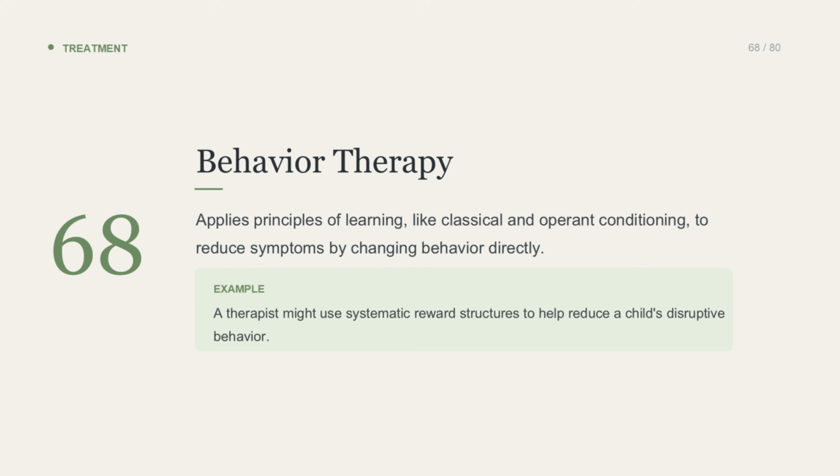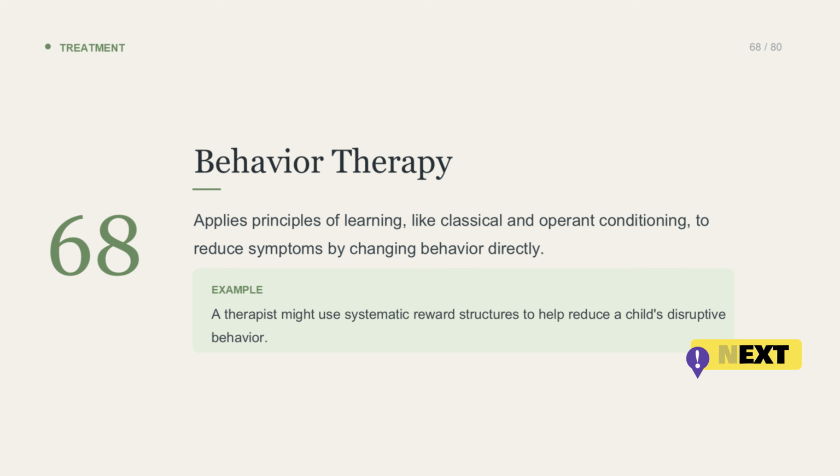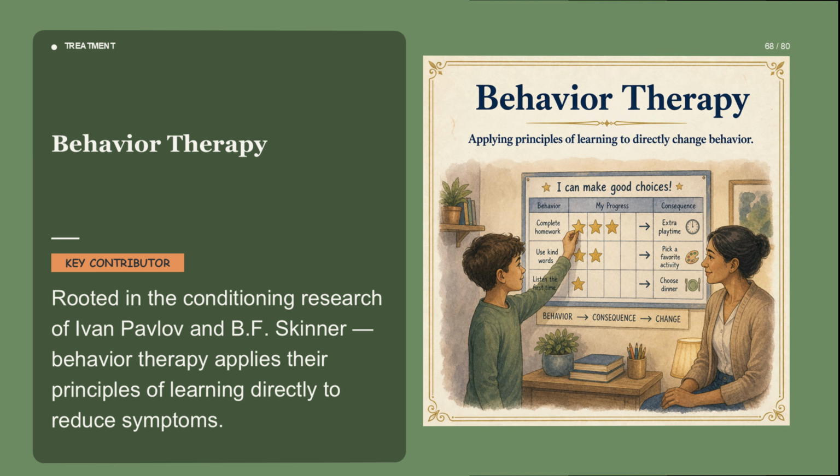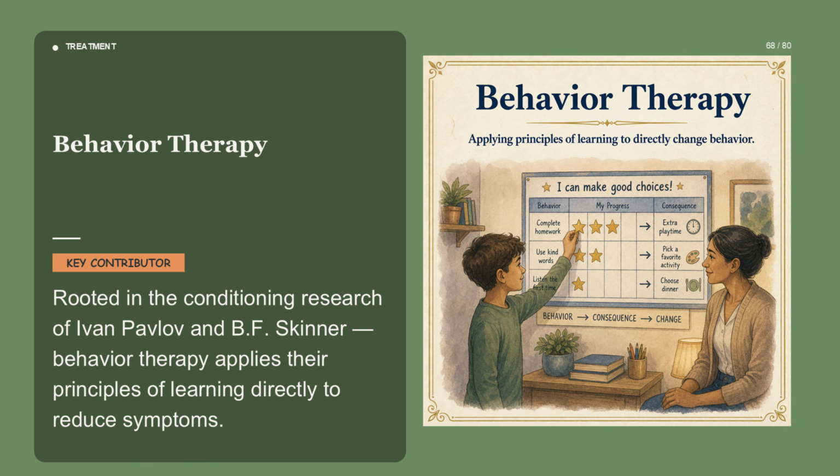68. Behavior therapy. Behavior therapy applies principles of learning, such as classical and operant conditioning, to reduce symptoms by directly changing behavior. For example, a behavior therapist might use systematic reward structures to help reduce a child's disruptive behavior.